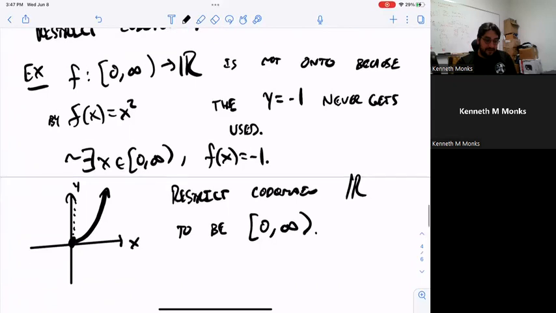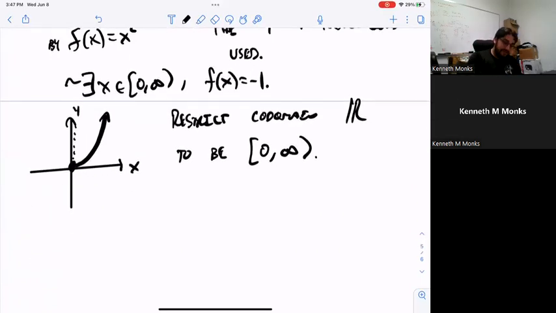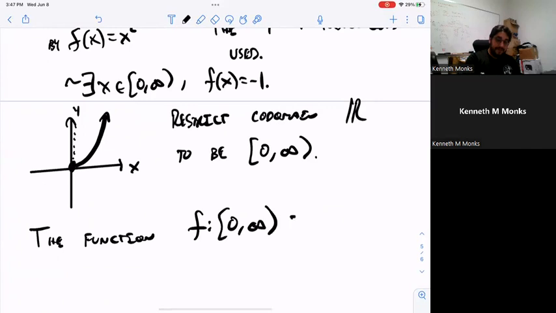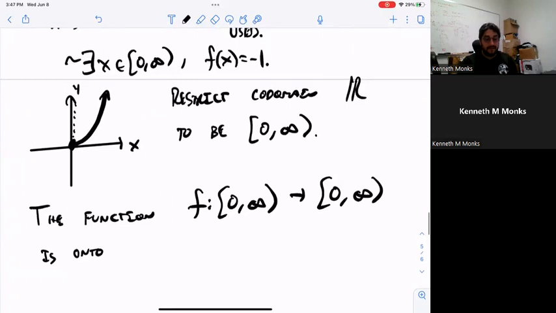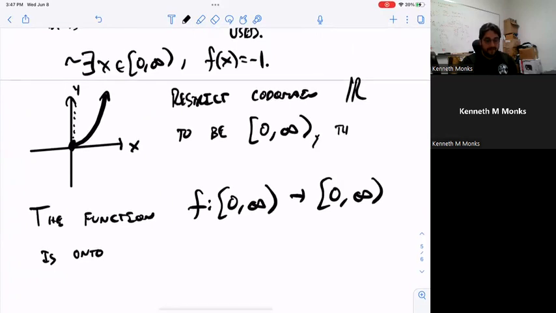So here's now a new function. This function, f from 0 to infinity, also mapping to 0 to infinity, is now onto, because it uses every single y coordinate. So you just replace the codomain with the range. Restrict the codomain down to the range, and now you have an onto version of that same function.